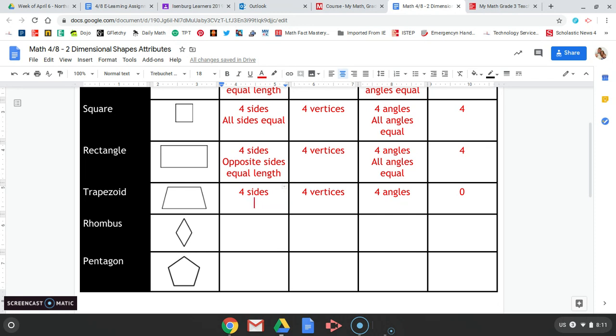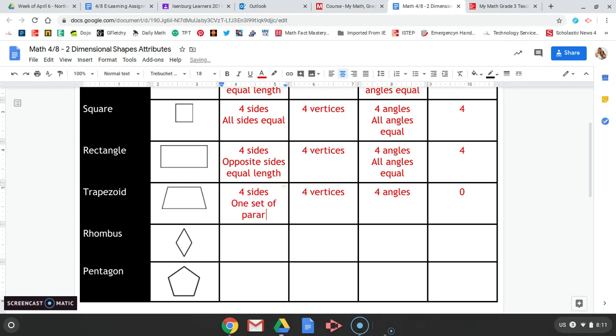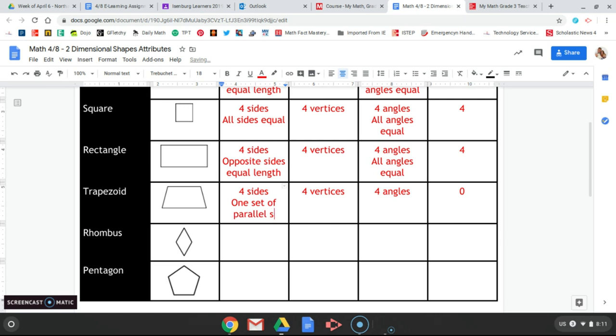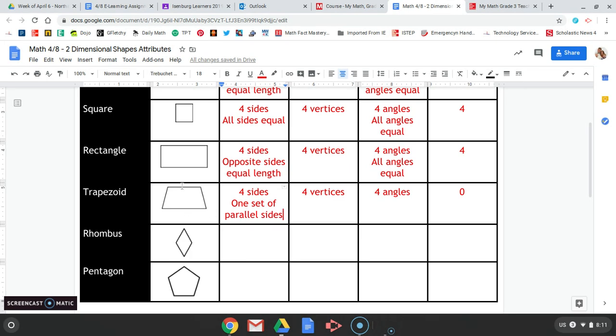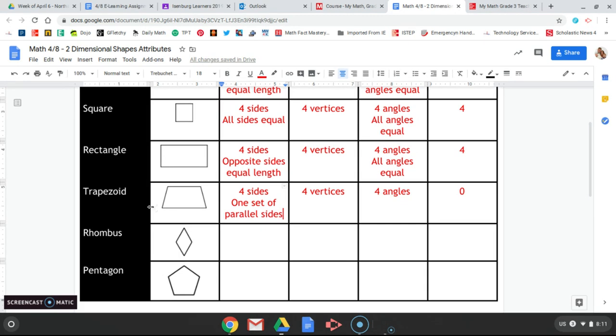So on a trapezoid, the only rule, besides that it has to have 4 sides and 4 angles, is that you have to have one set of parallel sides. Okay, so the only rule about the sides is you have to have one set that are parallel. So look here, the top and the bottom are parallel to each other. If we stretch this out, they will still stay the equal distance apart and they will never ever touch each other.